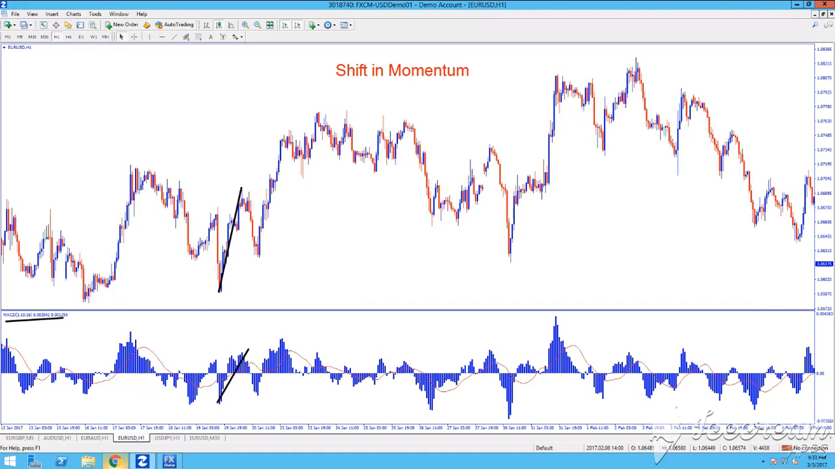And Linda came up with something called the first cross. Okay, the first cross. Great idea. The market shifts from down to up, and the slow line goes above zero. So it's the first time the fast line goes below zero after the slow line has crossed above zero. So let's look at that again.